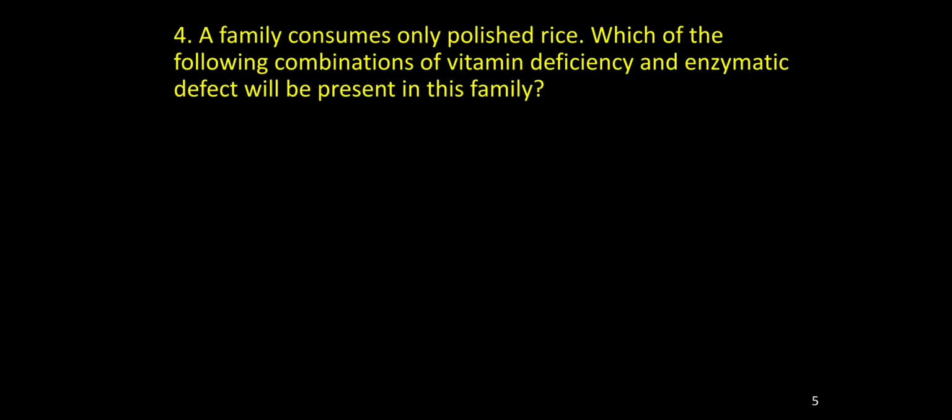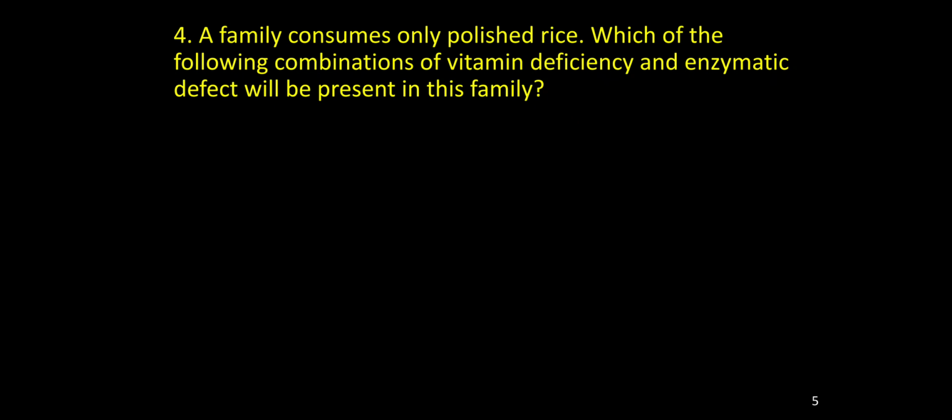Now another case based scenario: a family consumes only polished rice. Which of the following combinations of vitamin deficiency and enzymatic defect will be present in this family? Here a typical case is given which is related with the typical theory part. In the theory part, the foodstuff is also mentioned, from which foodstuff or molecule you will get it. It is most important for the vitamins, and when we are talking about vitamins, both deficiency as well as supplementation are discussed.